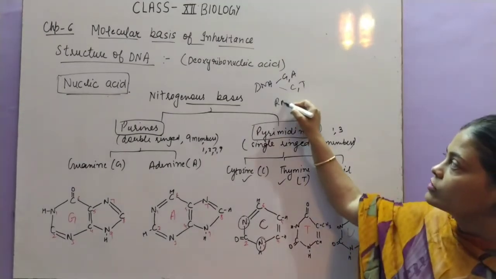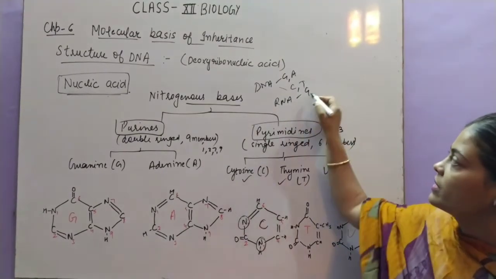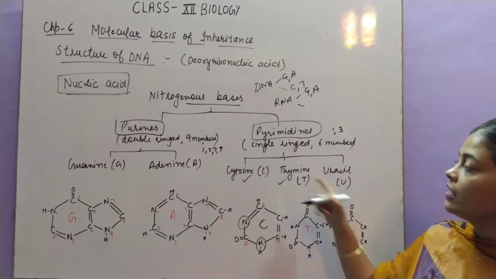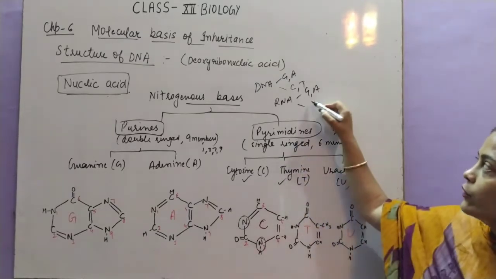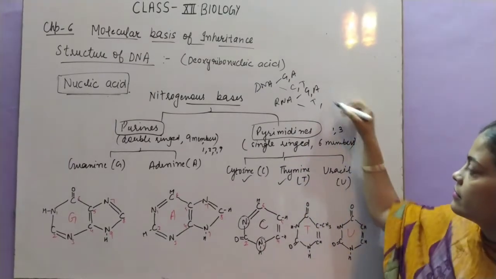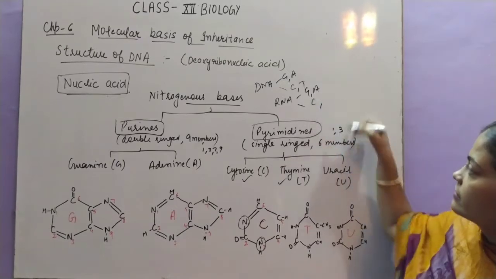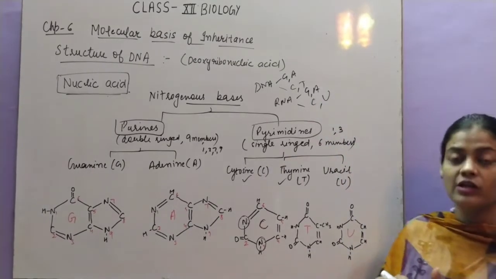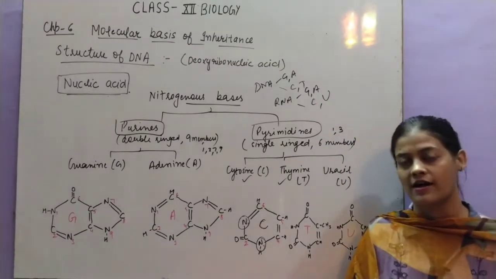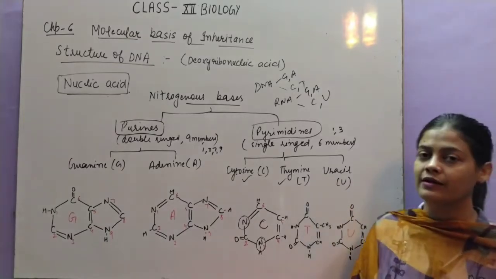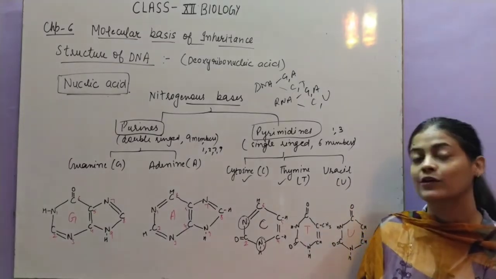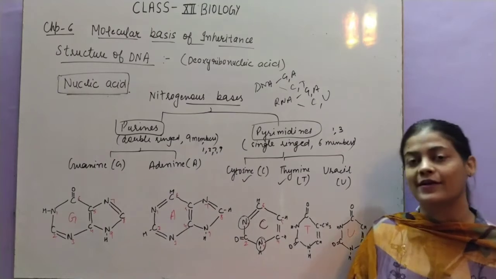And which ones are in RNA? The purines will be the same, guanine and adenine, and pyrimidines will include cytosine and uracil. So thiamine will not be there in case of RNAs. 2 purines and 2 pyrimidines are there in each nucleic acid. So these are the nitrogenous bases.